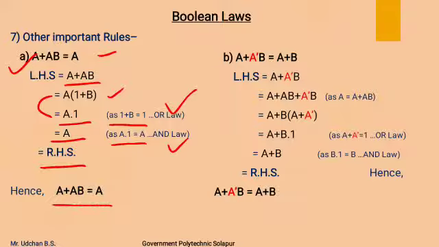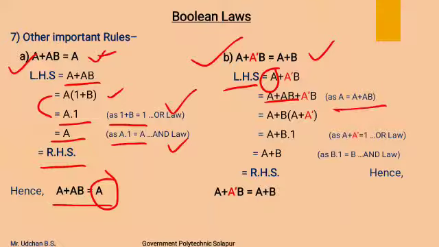Now the second equation is A plus A bar B will give you A plus B. Now we will take the left hand side of this equation, that is A plus A bar B. Now here we have seen that A plus AB equal to A, so this A is replaced by A plus AB using this rule. The rule is written in this bracket.